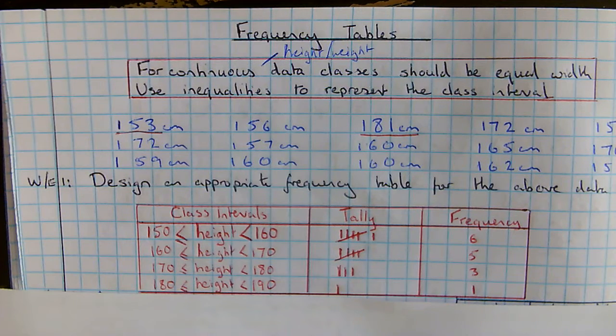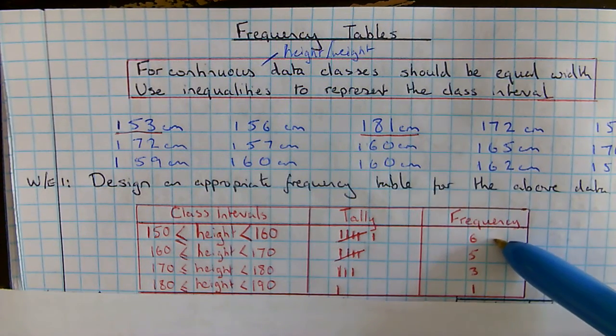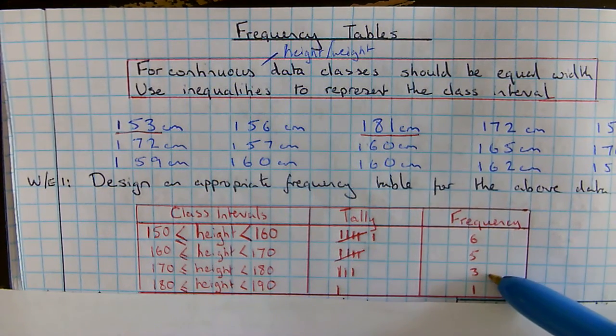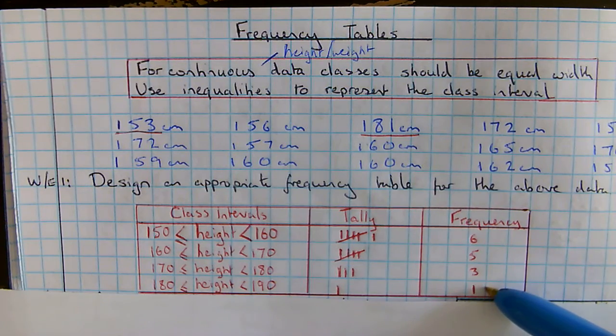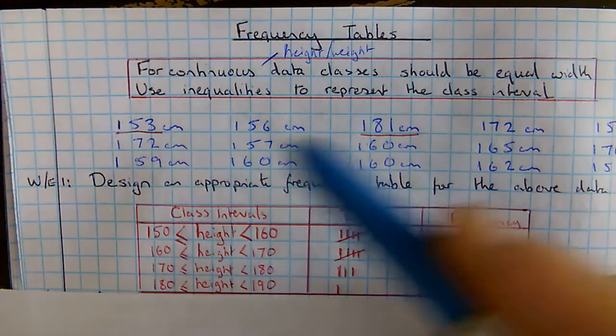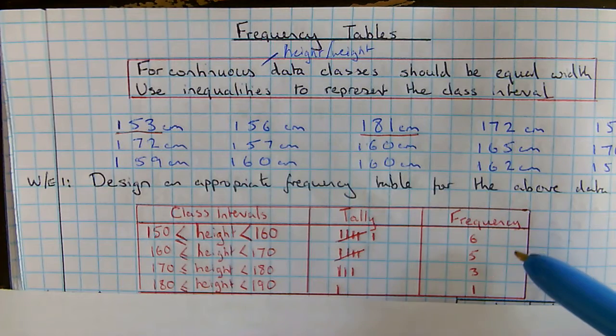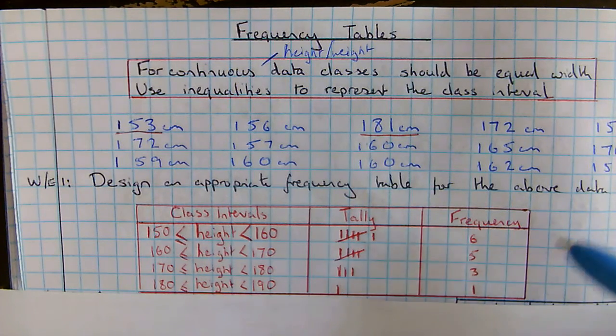It's always a good idea once you've finished doing this just to check that you've got all of your measurements there. So if I add up my frequency, 6 plus 5 is 11, plus 3 is 14, plus 1 is 15, and I had 15 items of data to begin with, so I can make sure that I've accounted for all items of data.